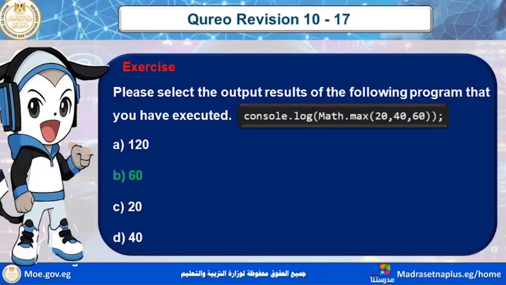Write console.log of Math.max of 20, 46, 0. Of course, here we have the minimum value using min and the maximum value using max. So which one is the max value here? It is for sure 60. So the answer is number 6.